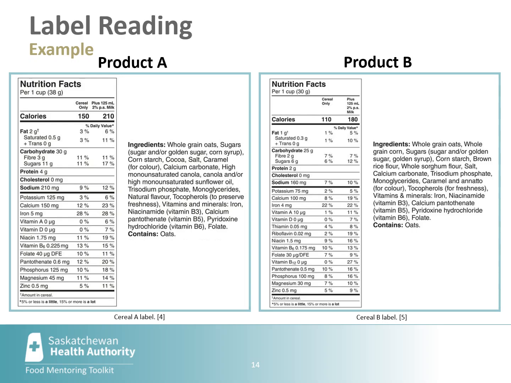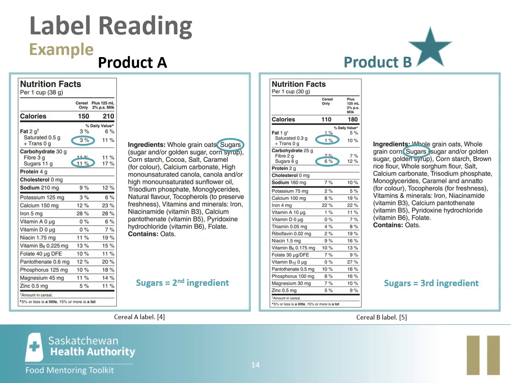Now, using what you have learned so far about the nutrition facts table and ingredient list, we are going to look at three nutrients, saturated fat, sugar, and sodium, to compare these cereals. As you can see, product B cereal has less saturated fat, less sugar, and less sodium compared to product A.